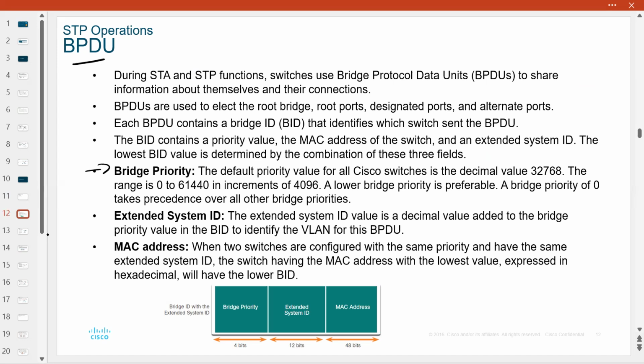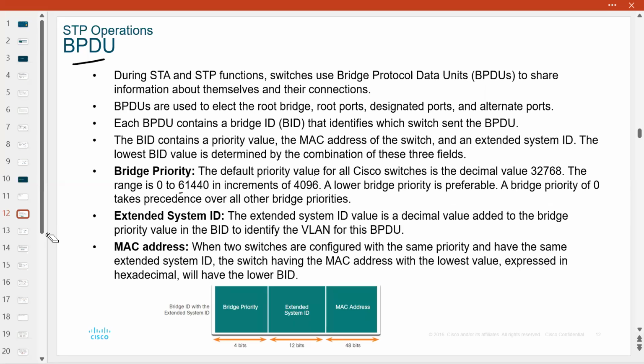The bridge priority, by definition, is just a value on all Cisco switches, with the default being 32768. The range is from 0 to 61440, in increments of 4096. So we can have 0, then 4096, then 4096 times 2. Those are the values for the bridge priority. The lowest is chosen; a lower bridge priority is preferable. A bridge priority of 0 takes precedence over all the other bridge priorities.